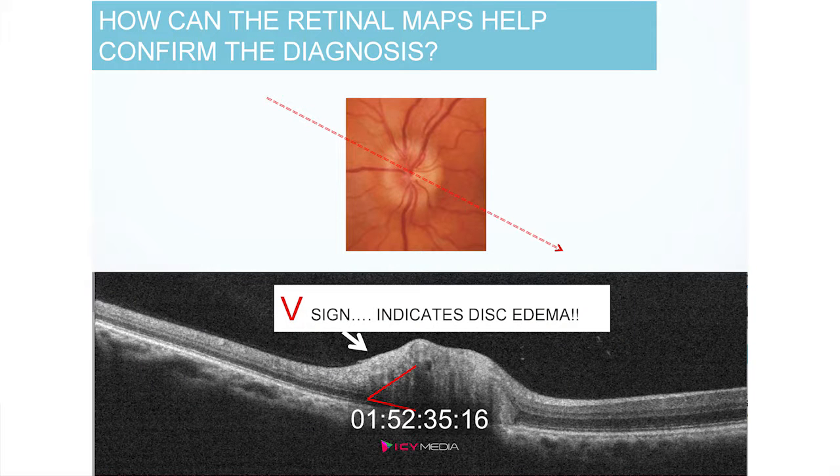What else can the OCT tell us? What if you weren't sure if the patient really had disc edema? What if you were thinking maybe it's a pseudopapilledema? Well, we need to look for the V sign. When you do a B-scan through the optic nerve, if it's true disc edema, you're going to see fluid. The fluid is going to image like a V, which means that there's been a separation between the deeper retinal space and the more superficial retinal space. And that fluid is separating those tissues. And that's what that V sign indicates, because you would not have that in a patient that had a pseudopapilledema.